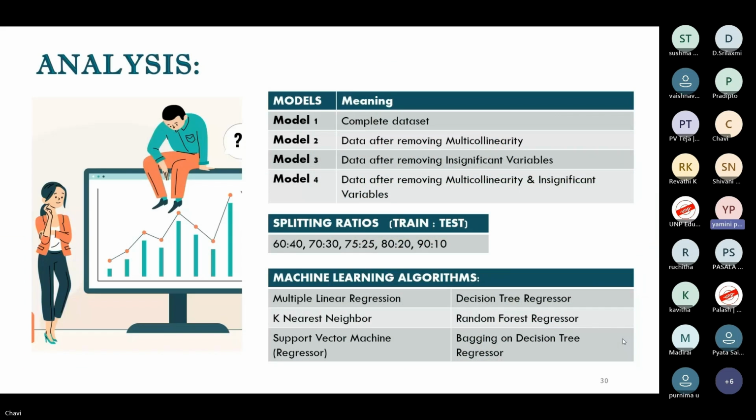Here we are using 4 models. Model 1 is using the complete data set, model 2 is data after removing multicollinearity, model 3 is data after removing insignificant variables, and model 4 is data after removing both multicollinearity and insignificant variables. Here we are taking the train test split ratios: 60 to 40, 70 to 30, 75 to 25, 80 to 20 and 90 to 10. The machine learning algorithms are multiple linear regression, k-nearest neighbors, support vector machine, decision tree regressor, random forest regressor, and bagging on decision tree regressor.